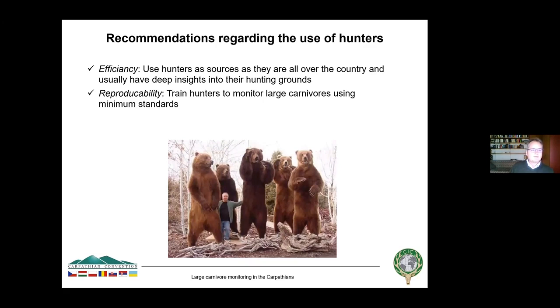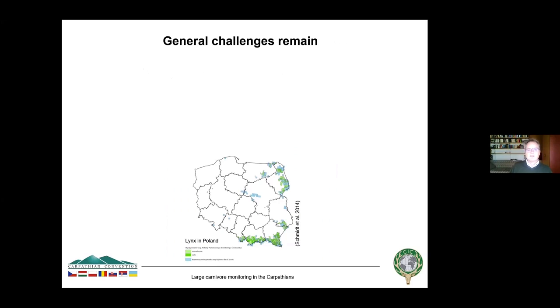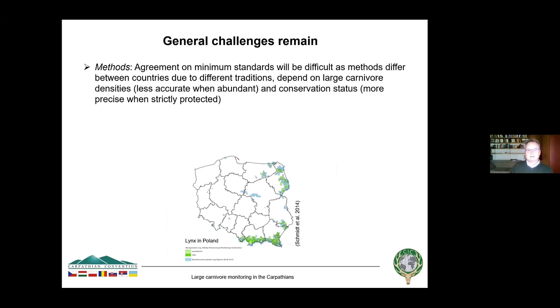Then, of course, we need reproducibility. We have to train hunters to monitor large carnivores using minimum standards over these seven countries. And then, of course, there's a need for confidence building. Involve hunters in data interpretation and reporting. Of course, this should be done by scientists, but there should always be a backup and a cross-checking with those who provide data. Even if these three recommendations are fulfilled, we still have, in the Carpathians, some general challenges.